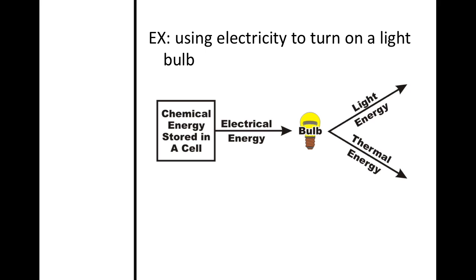Another example is when we use electricity to turn on a light bulb. So for example, here we have chemical energy stored in a cell that turns into electrical energy that goes into the light bulb, and then it produces light energy and thermal energy. And remember, thermal energy is heat energy. So whenever you have your light bulb on too long, you'll notice that it gets really warm.